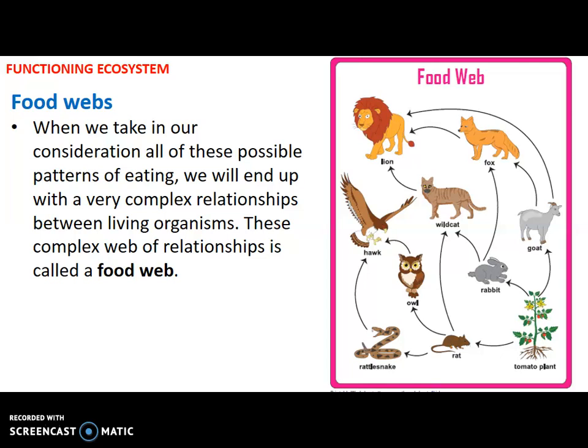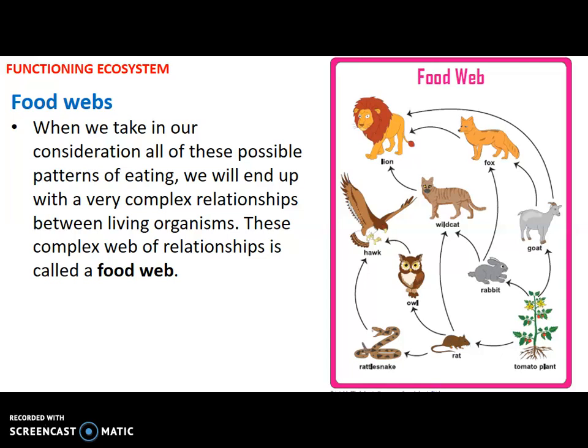Now, you see that this rat that is the herbivore can be eaten by different carnivores. A wild cat can eat the rat. An owl can eat the rat. A snake can also eat the rat. So even the snake here can be eaten by a hawk. So the owl can be eaten by a hawk. The wild cat can be eaten by a lion.